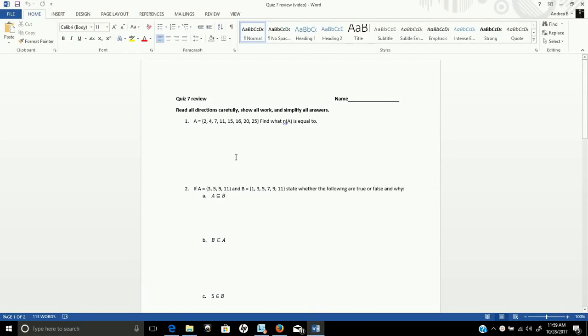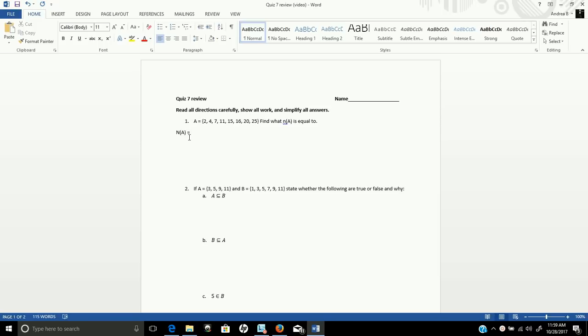Alright, for quiz 7 here, we have our set A, and we have to figure out n of A. So n of A, remember, means the number of elements in A. To get the number of elements in A, you just count to see how many are in your set A.